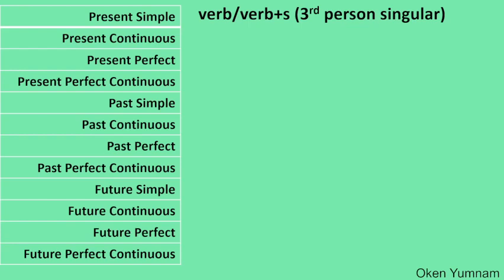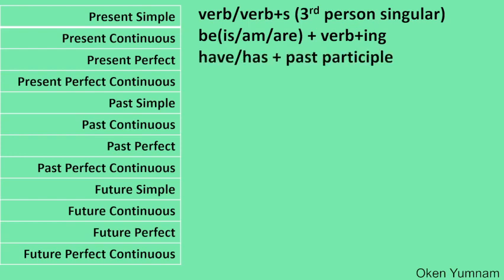And then present continuous, we have be, for which we use either is, am, or are, depending upon the subject, plus the verb in ing form or continuous form. Present perfect, we have have or has, depending upon the subject, plus the past participle, or sometimes the passive form we call it. Then present perfect continuous, have or has plus been and the verb in ing form.